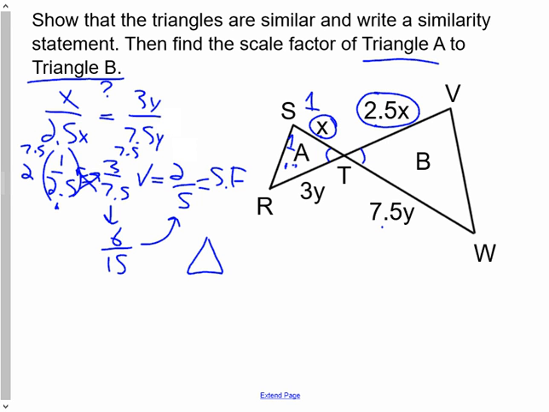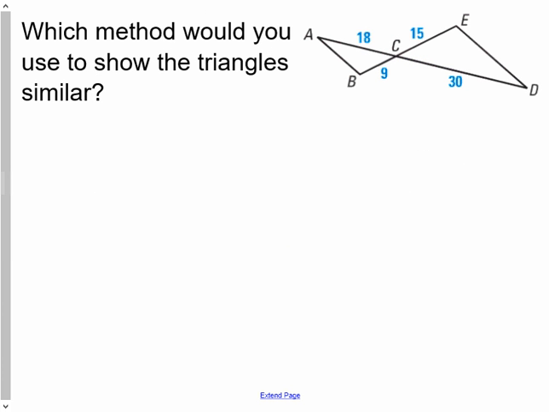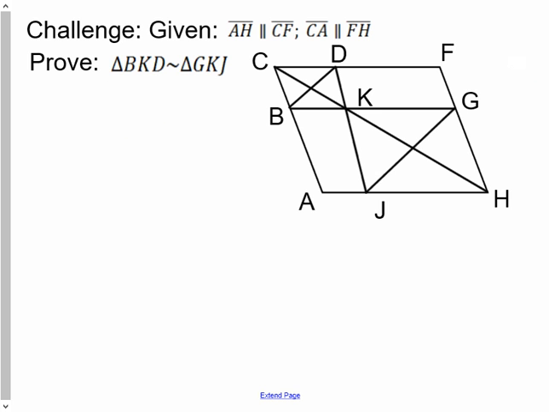Similarity statement is going to be, we did side 1, angle 1, side 2. So I got triangle STR, similar to triangle BTW. Next, what method would you use to show? We've got two sides and an angle. You'd show side, angle, side. Doesn't even ask us to solve it. We've got two sides, can't be side, side, side. I don't have anything besides a vertical angle, gotta be side, angle, side.